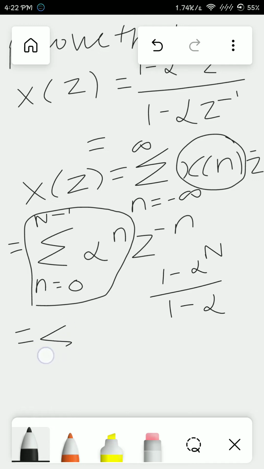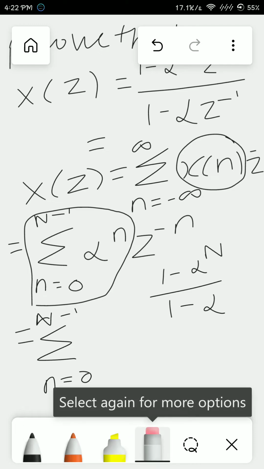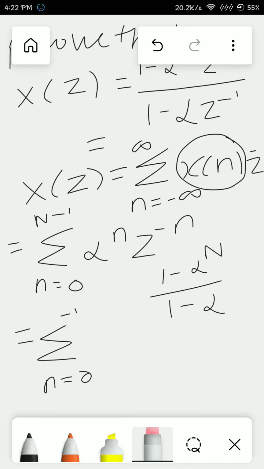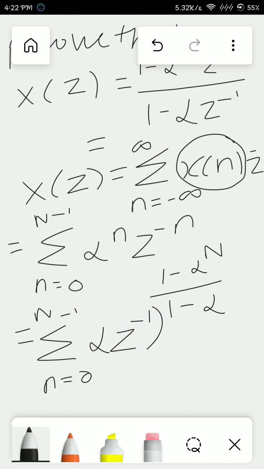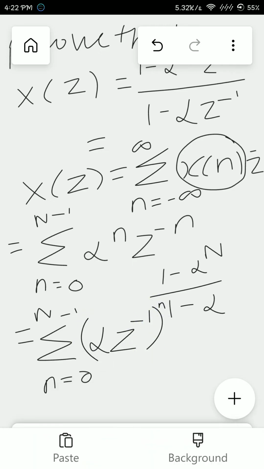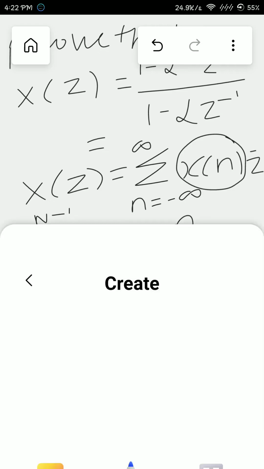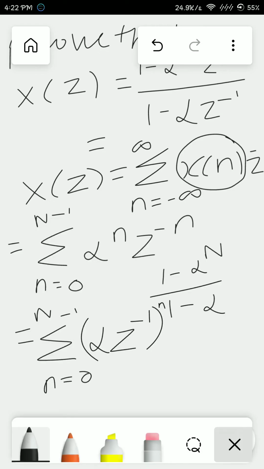So I have to take n as my power, so therefore I get n is equal to 0 to n minus 1, that is equal to (alpha z to the power of minus 1) whole to the power of n.